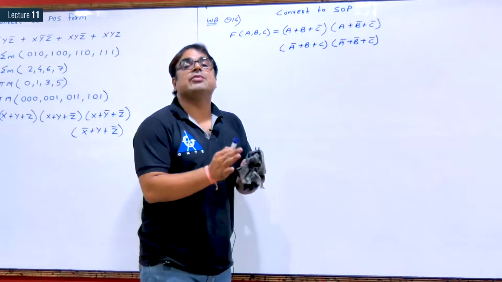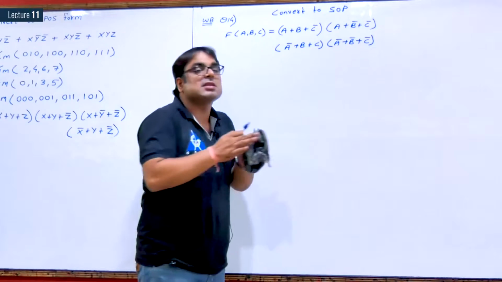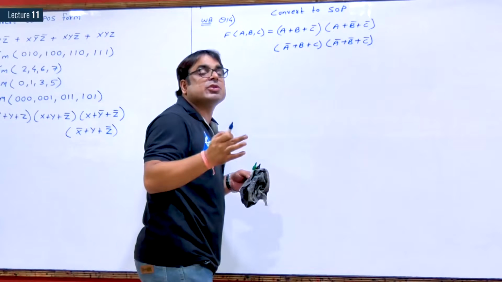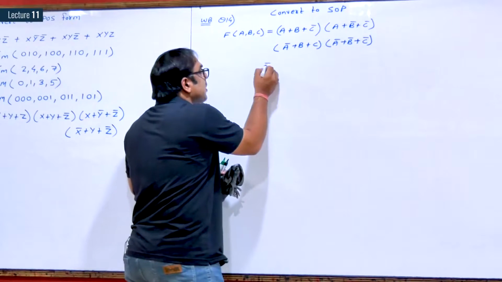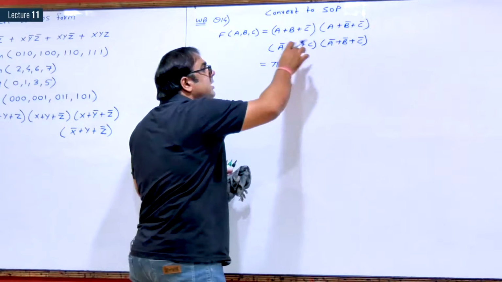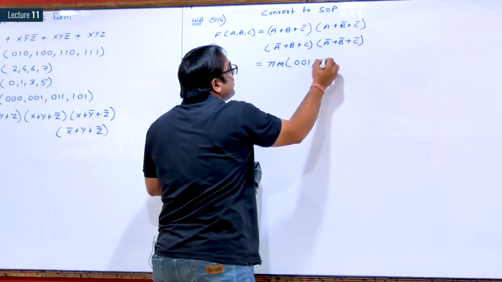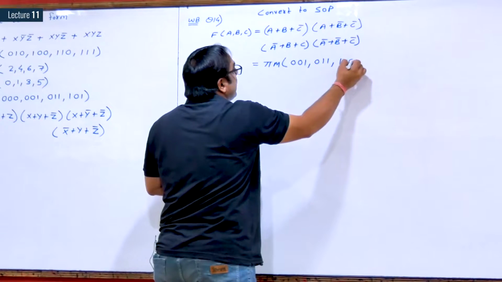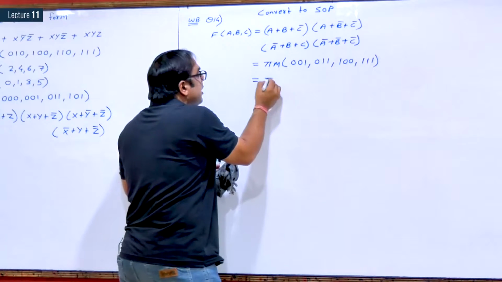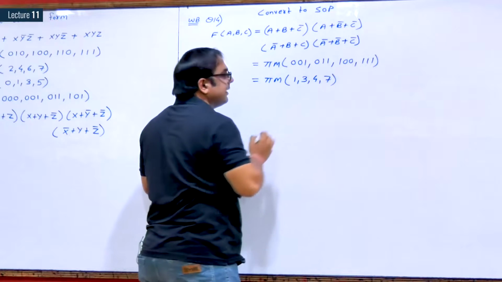In the last question, we converted from SOP to POS. This is just the opposite pattern: we have to convert from POS to SOP. From the given POS, we will first find the maxterm numbers. For that, we should again know that in maxterm or POS, complement corresponds to 1. So this will become 001, this will become 011, this will become 100, and this will become 111. So now this would become 1, 3, 4, 7.